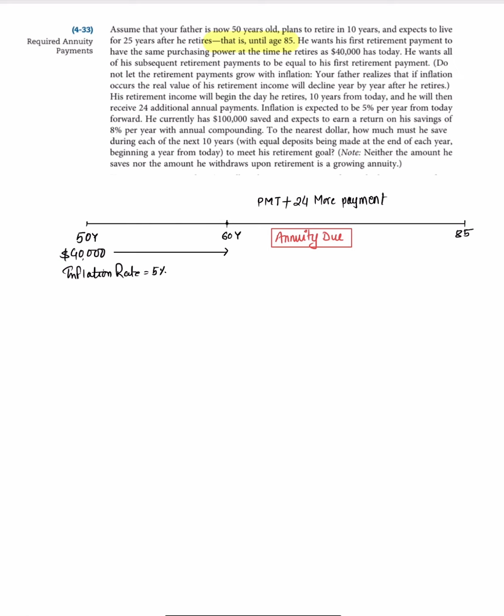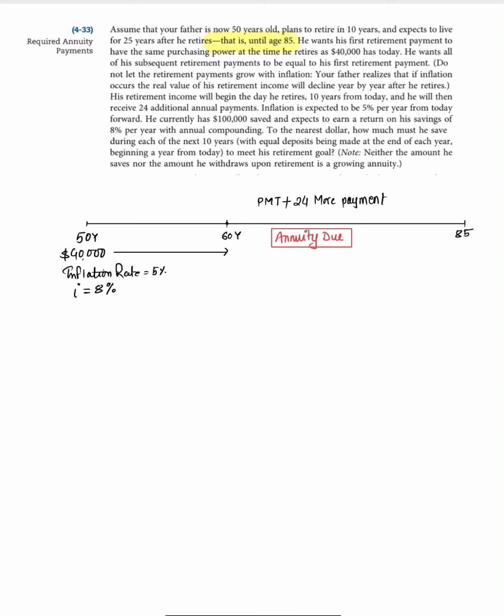Okay, he currently has 100,000 saved, so besides the amount that he needs to deposit over these 10 years, he has this 100,000 at the beginning and expects to earn a return on his savings of 8% per year. So basically the applicable interest rate, let us denote it with I, is going to be 8%. To the nearest dollar, how much must he save during each of the next 10 years?